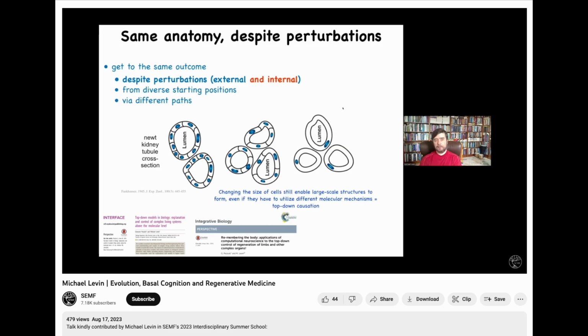It's the ability of the system to call up different molecular mechanisms to achieve the same large-scale anatomical goal. So this is, remember James's definition now, the ability to get to the same outcome, the same region of anatomical morphospace by different means, by using different tools in your toolkit to get this accomplished.